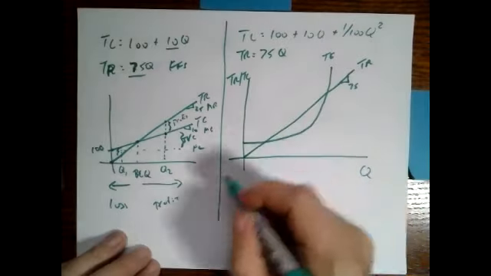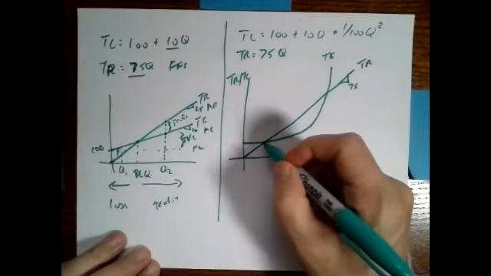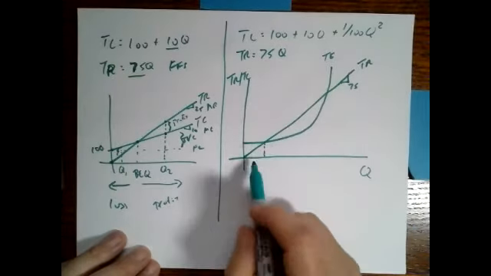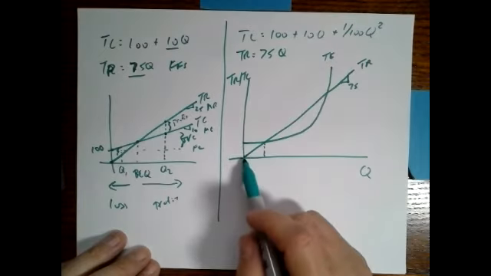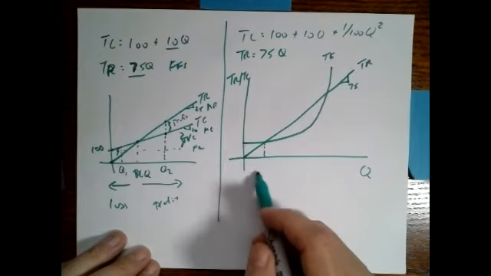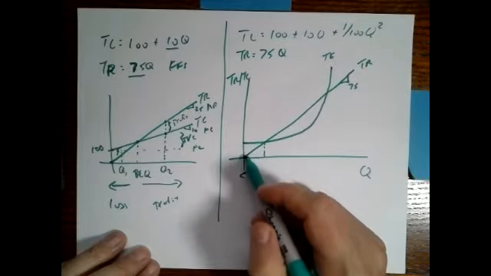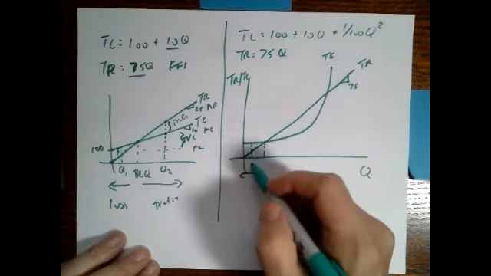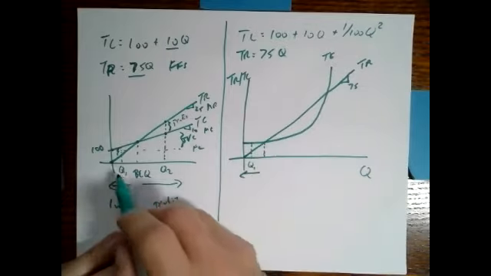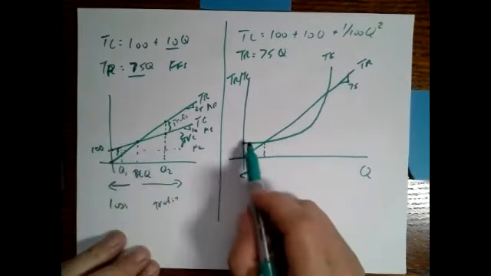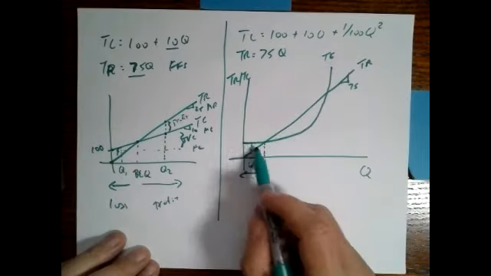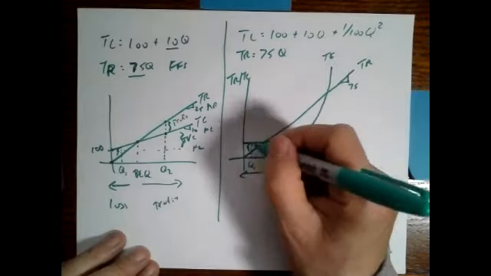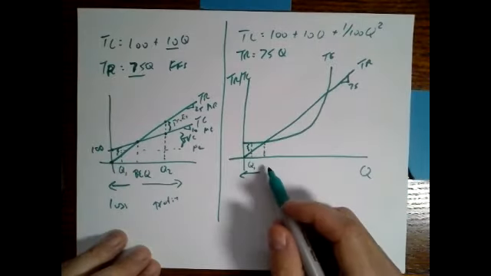Well, some things are still true. We still have a break-even point, right? Where, to the left of which, total revenues are below total costs. So at Q1 here, it's still true, same as before. The total cost line is above the total revenue line at Q1. So this gap represents loss.